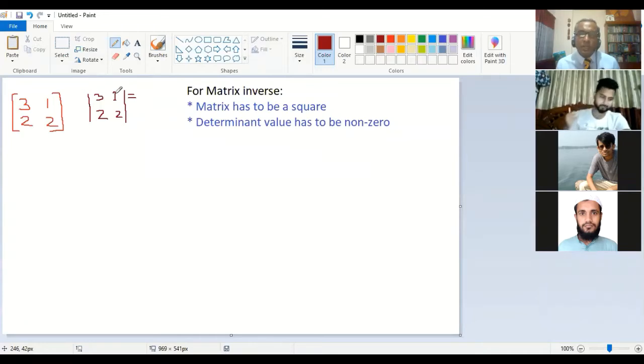In the determinant, 3 1 2 2 is not meaningful, but the whole determinant has a value. So what is the value of this determinant? This will be just 3 into 2, that means cross multiplication. It is like this, and then minus the other way.